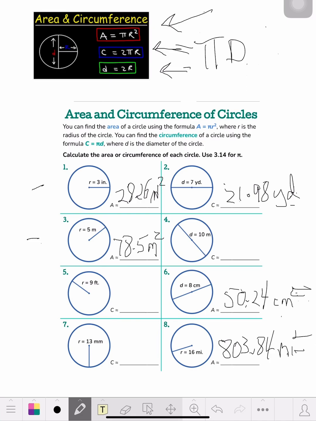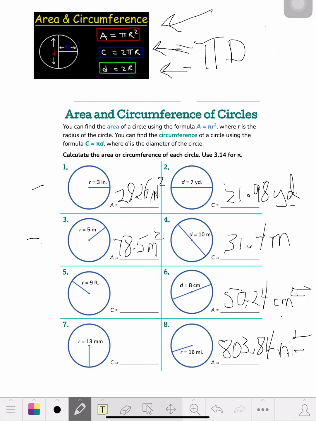Look at this. The next one, number 4, they did the same thing. They told you the diameter is that. So we know diameter times pi. So let's clear it. 3.14 times 10, it's 31.4. And what's the unit on this? Meters. And that's all there was there. This was getting easier. Let's go to the next one.